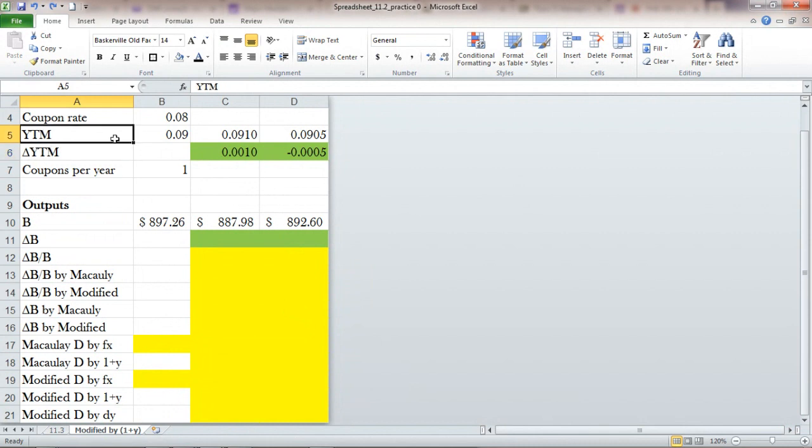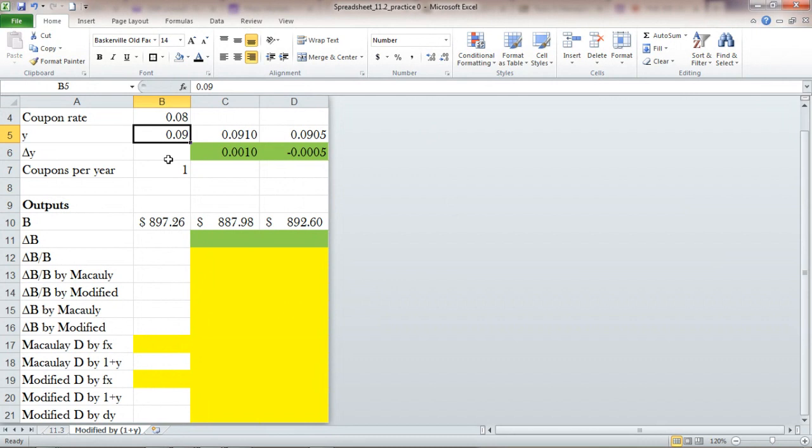And change in yield to maturity, I'll put it as Y because that would be easier to recognize. Y will be a better yield to maturity. So here we have a coupon with a coupon rate of 8%, and yield to maturity of 9%.